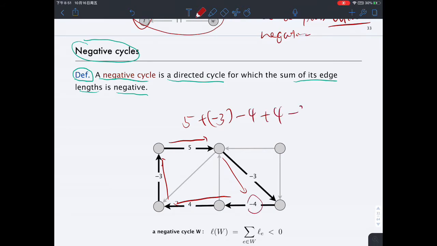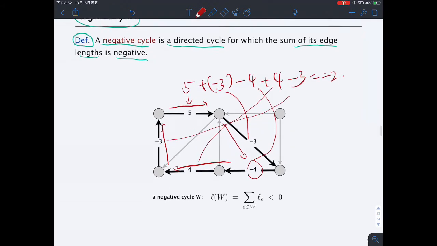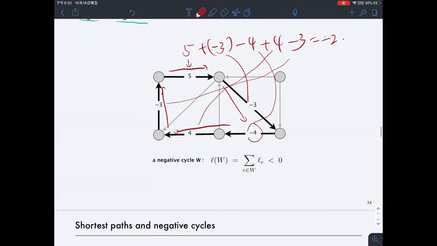The reason is that if I look at the 5, minus 3, minus 4, this is minus 4, this is plus 4, minus 3. So this is 5 here, 3 here, 4 here, 4 here, and minus 3 here. So I will get a negative 2. So the whole cycle is negative 2. What does that really mean?